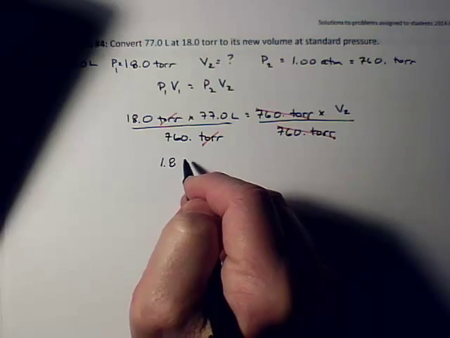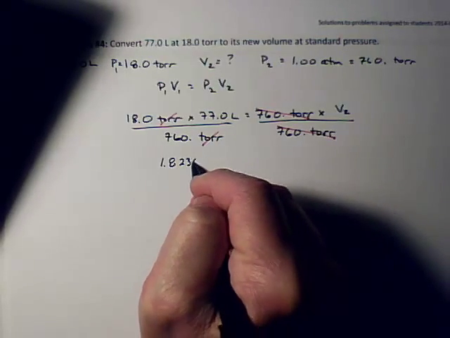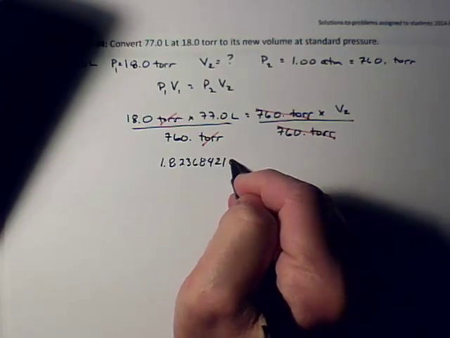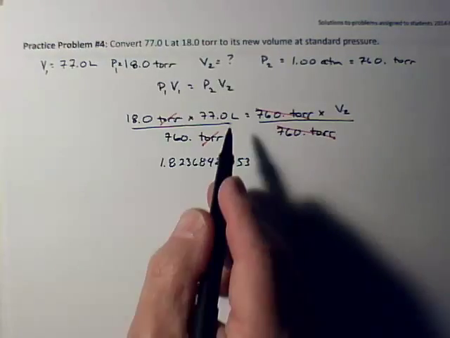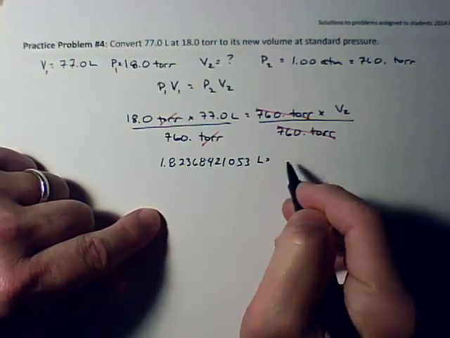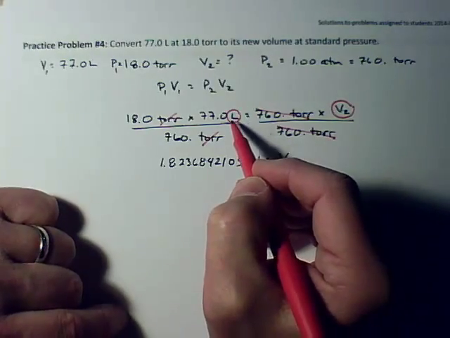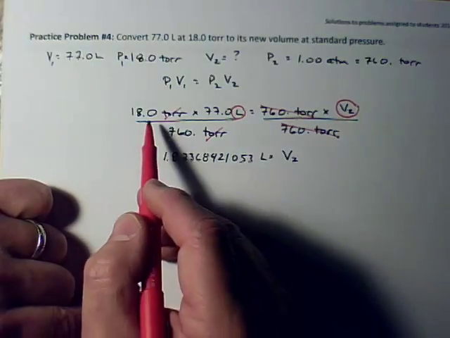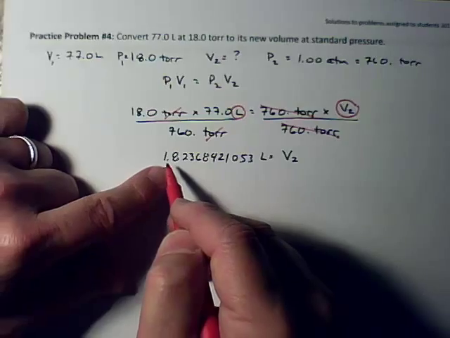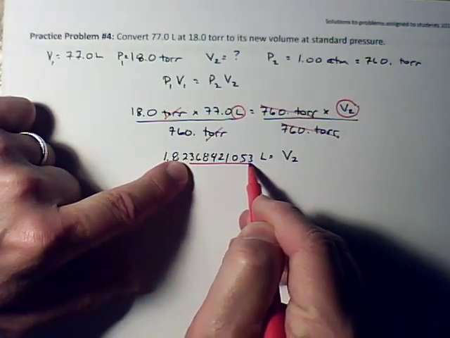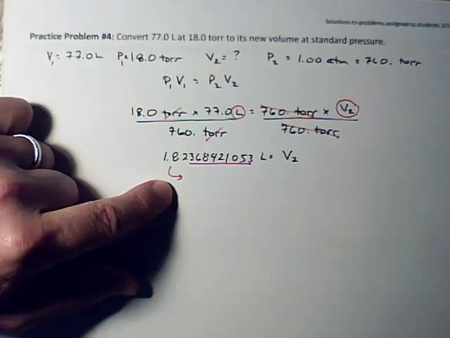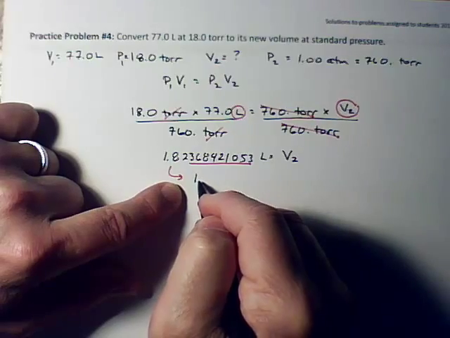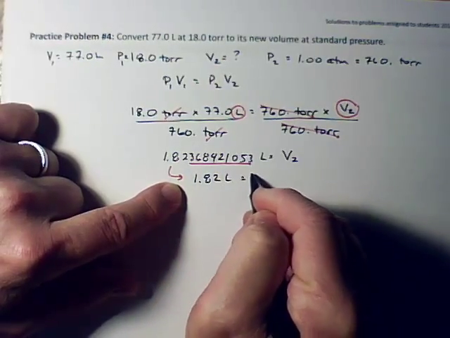All right, so 1.82368421053. The unit we have left is liters, and that equals V2. Liters is a unit of measurement for volume, so we know we've set it up right, or more than likely we've set it right. All these numbers have 3 significant digits, 1, 2, 3, so underline everything else. Throw an arrow to show we're going to round it off, and we get 1.82 liters equals V2.